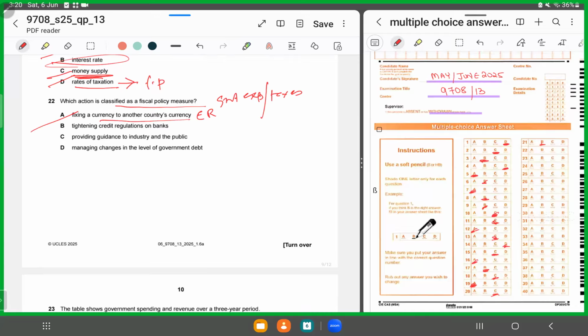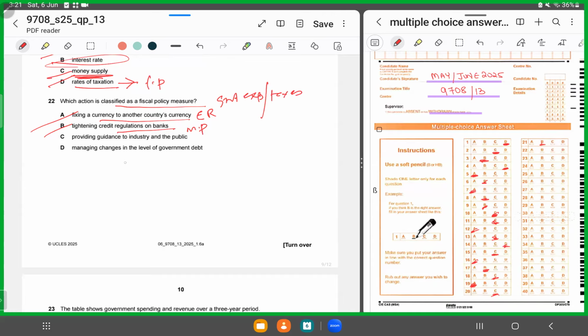B says tightening credit regulations on banks. We are talking about fiscal policy over here, so it cannot be B. Credit regulations on banks are related to money supply. It's related to monetary policy and not fiscal policy. That is why it cannot be B.